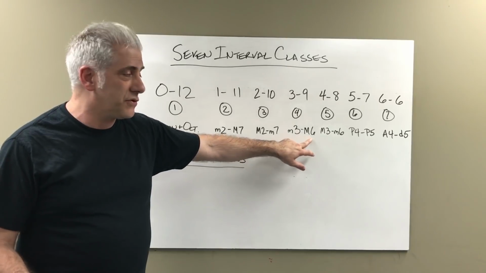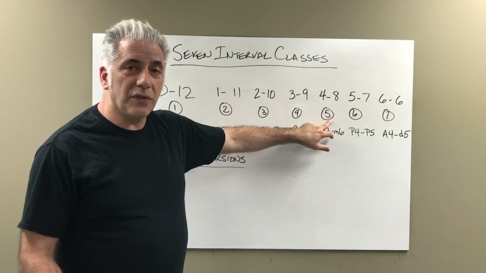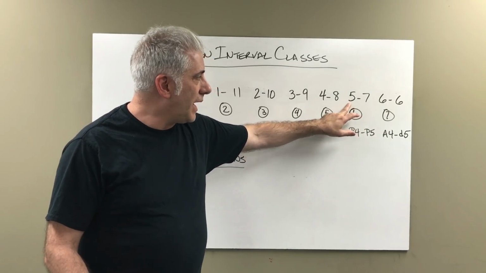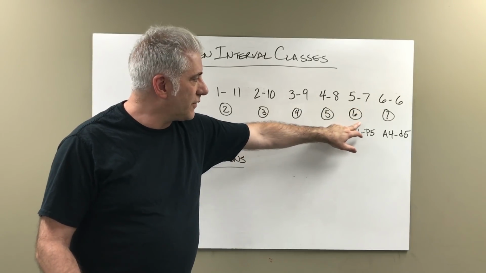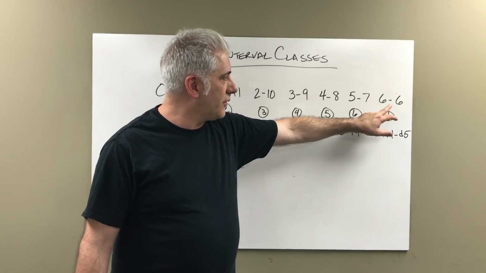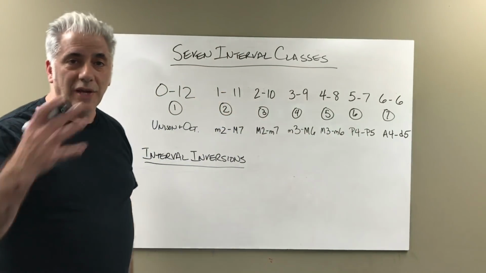So the minor third and major sixth. Then we have the major third and minor sixth. That's the fifth interval class. Then the perfect fourth and perfect fifth, 5 and 7. That's the sixth. And the seventh interval class is 6 and 6. That's the augmented fourth, diminished fifth. They are the same pitch.